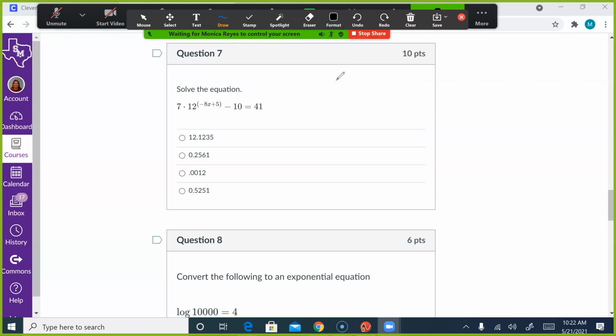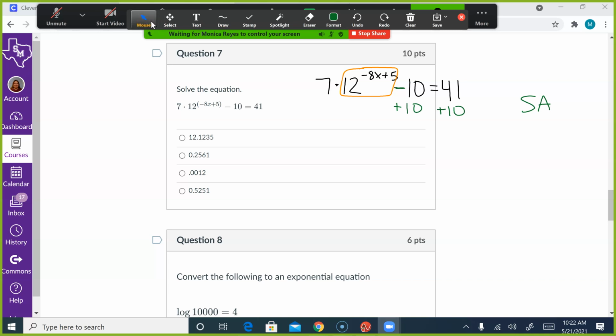So we have 7 times 12 to the negative 8x plus 5, minus 10 equals 41. So before we can do the whole converting thing, when we write it in the other form, the exponent part has to be by itself. So here's the exponent part with its base. So this part we have to get by itself first, and then we can write it in the other form. So before we convert, we have to subtract or add the number on the outside. So the number we're going to add or subtract is the 10. Since it's minus here, we add it to the other side.